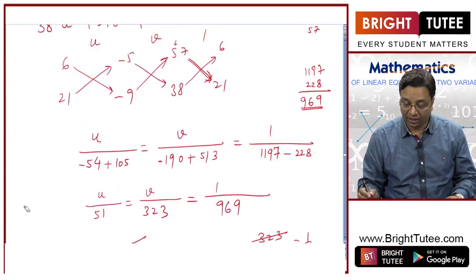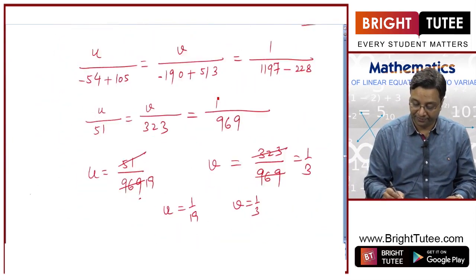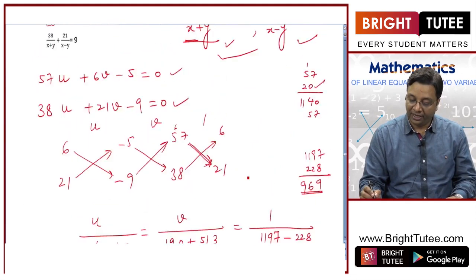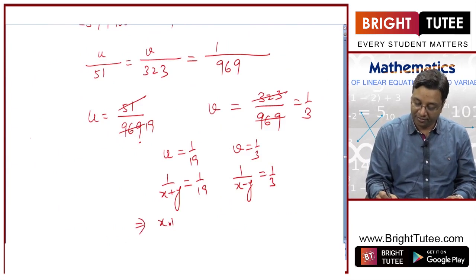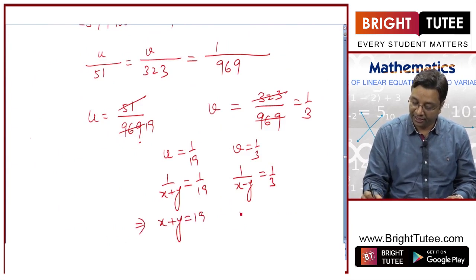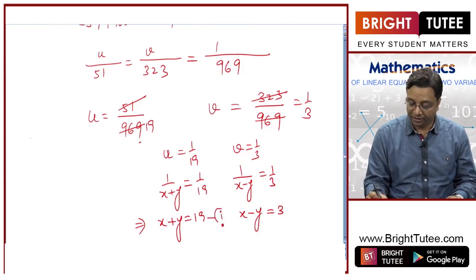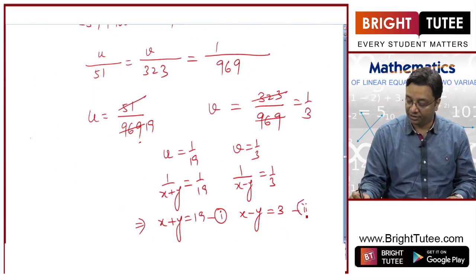Now this is not the answer for this question. I need to find x and y. So 1 by x plus y is 1 by 19 and 1 by x minus y is 1 by 3. So I can say x plus y is equal to 19 and x minus y is equal to 3. Let it be my first equation and this one my second equation.